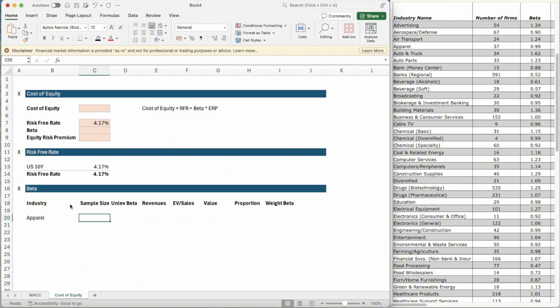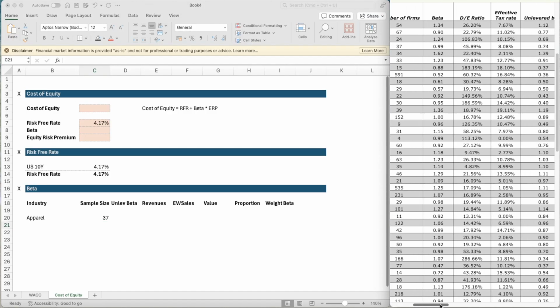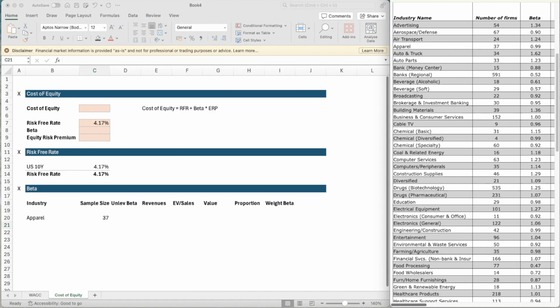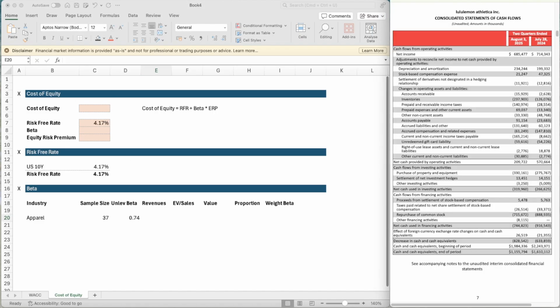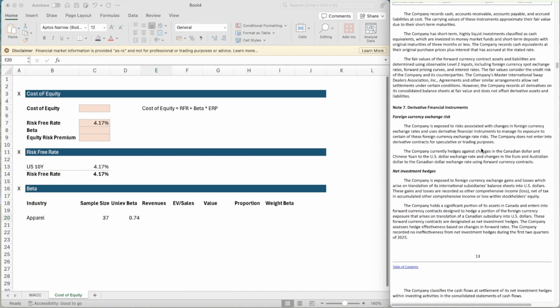So, apparel, sample size is 37. If you look here, that's 37. There's 37 companies that have been used to calculate the unlevered beta for that category. So it's 0.74. And then we need to come back to the revenues. What did I say it was? Page 19 is where we want to be.